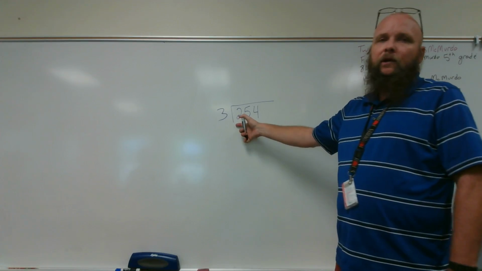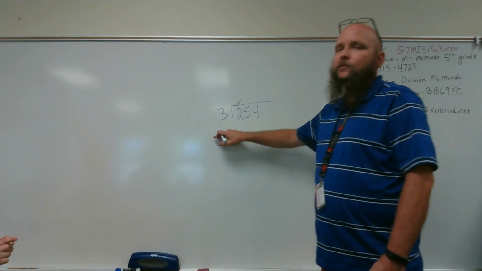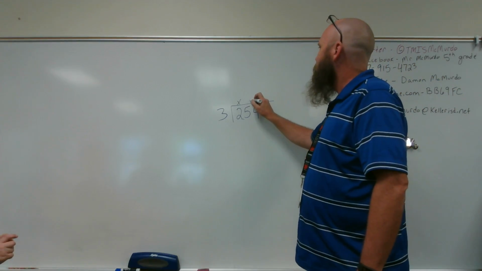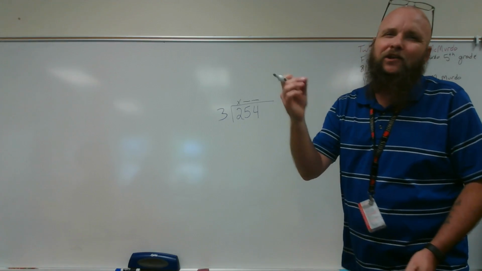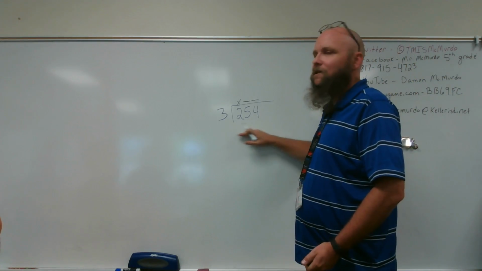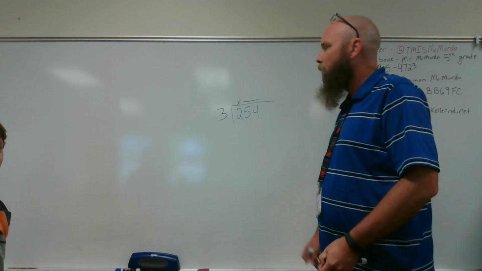Okay, does 3 go into 2? No, I am not going to have a number above the 2. Okay. Does 3 go into 25? Yes. Means I'm going to have a 2-digit quotient. And you know something? If I use my divisibility rules, I know I'm going to have a remainder here too. We'll talk more about divisibility rules tomorrow.